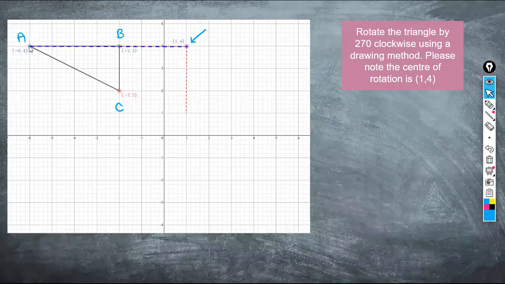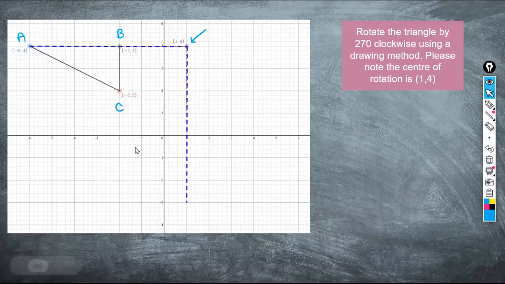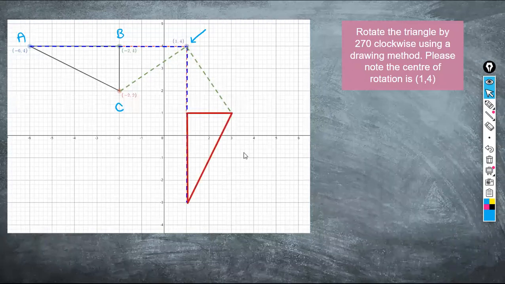Then we do the same thing for point A. We connect A to the center of rotation, measure the length of that blue line, move it 90 degrees downwards, because 90 degrees is the same thing as 270 degrees clockwise. Then we do the same thing for point C. Connect C to the center of origin, measure 90 degrees anti-clockwise, move it the same length. Then connect all 3 points.